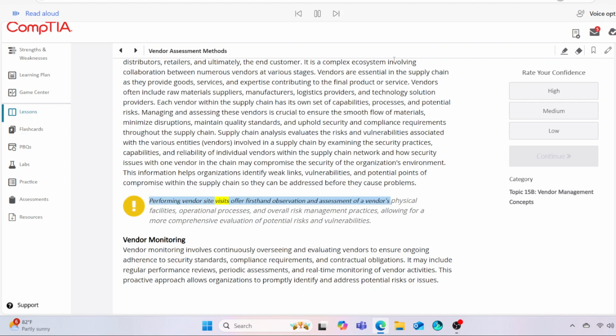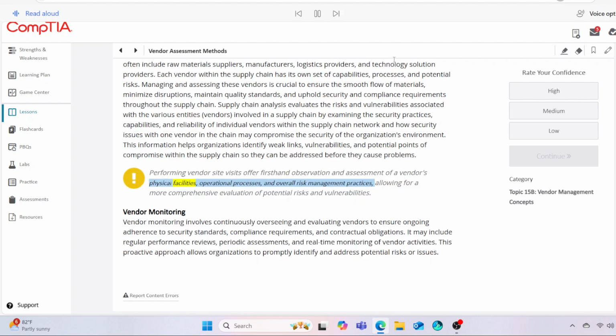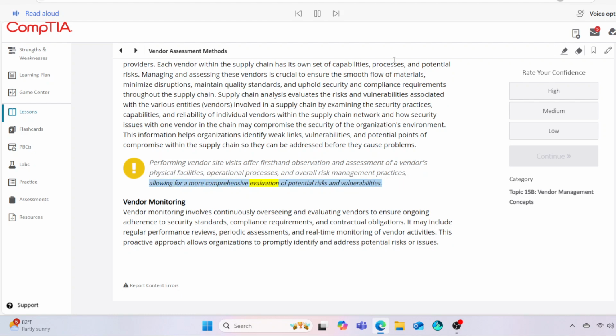Performing vendor site visits offers first-hand observation and assessment of a vendor's physical facilities, operational processes, and overall risk management practices, allowing for a more comprehensive evaluation of potential risks and vulnerabilities.